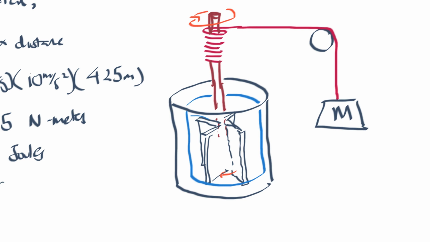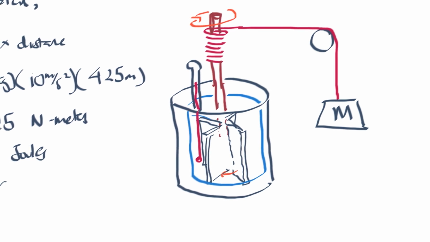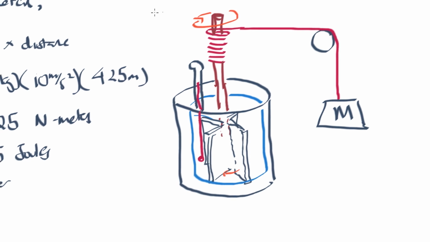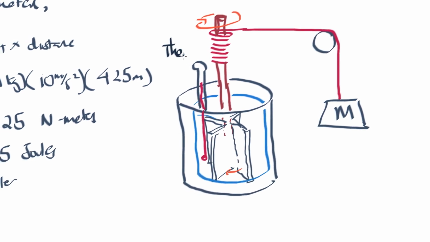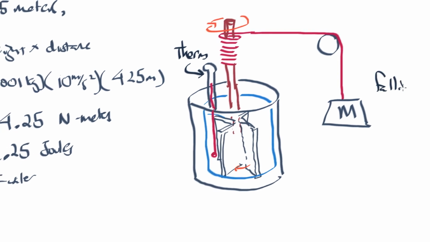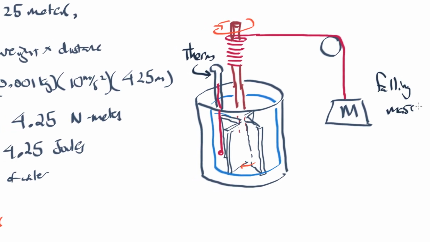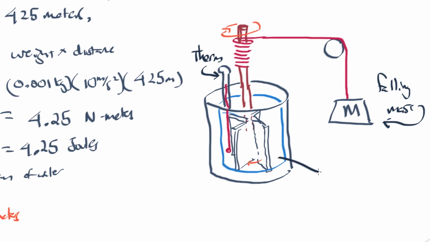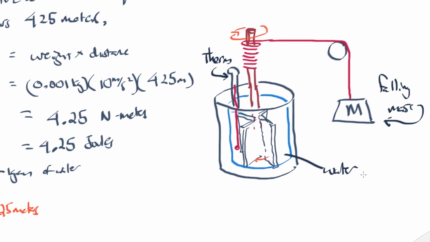Not much, but it would heat up a little bit. And if you then put a thermometer in the water, you could measure what the temperature rise of the water would be. So you might imagine this is a mercury-filled thermometer, or maybe an alcohol-filled thermometer, and you measure the temperature of the water. So let me label a couple of these things. This is the thermometer right here. This is the falling mass right here. This is the water right here.